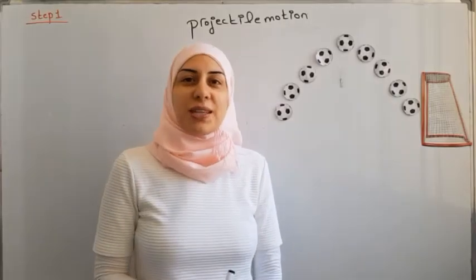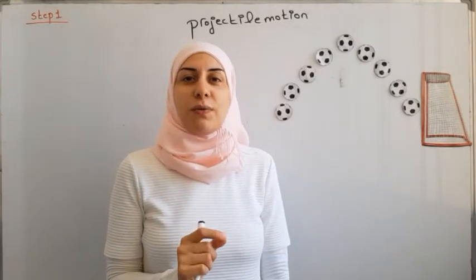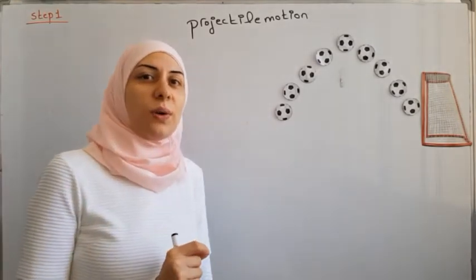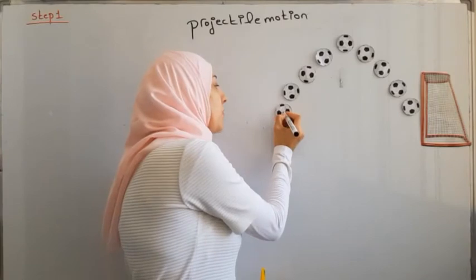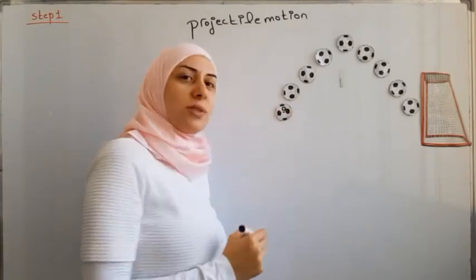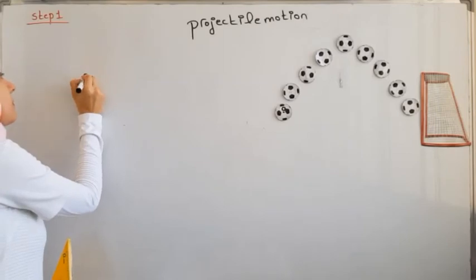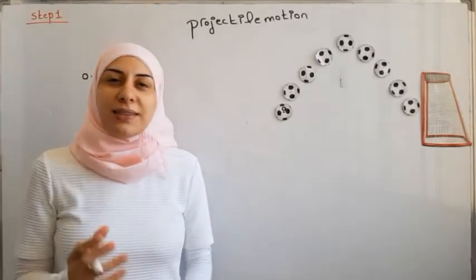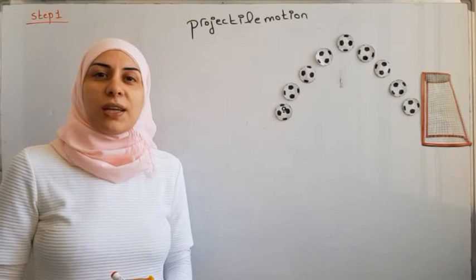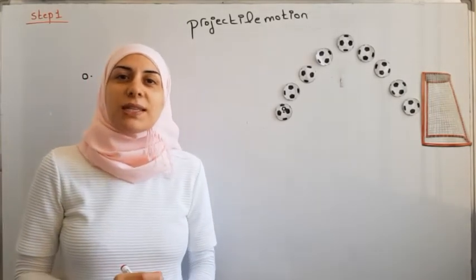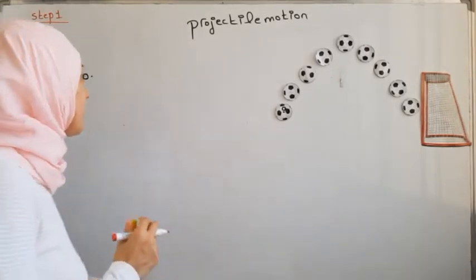We start by drawing the XY system by locating the position of the origin O. We choose the origin O to be the launching point of the projectile at t equals 0. Let's draw our system here. At t equals 0, the ball was given an initial velocity v0 that makes an angle alpha with the horizontal.